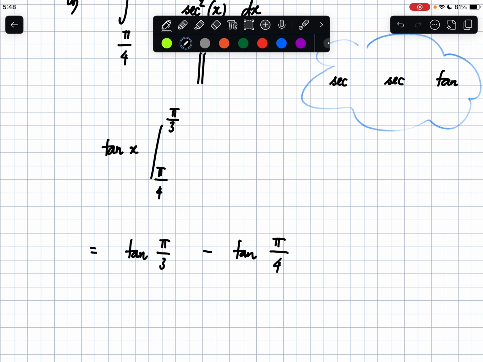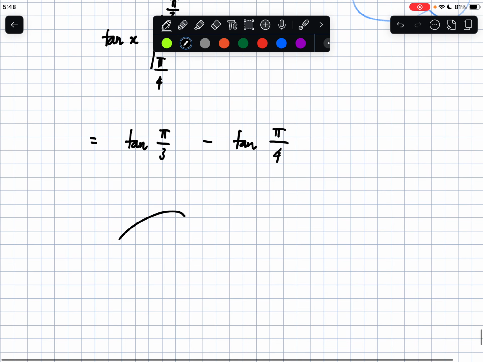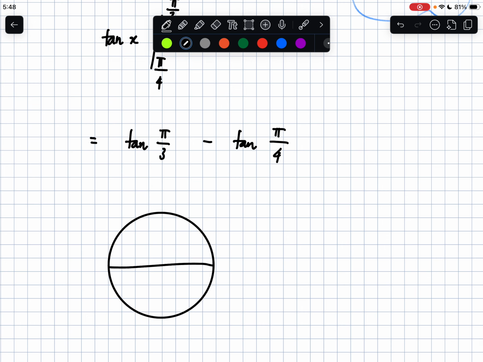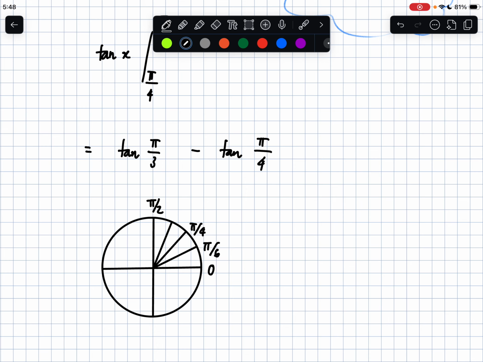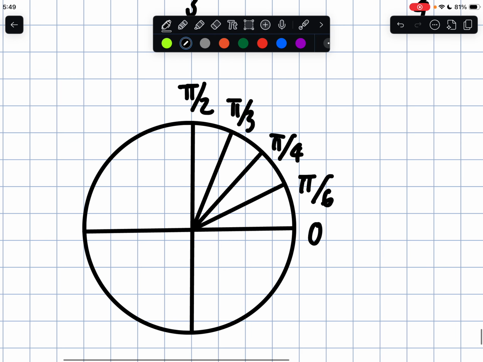So pi over 3 and pi over 4 are two common angles. Here are three common angles we have to remember. Of course, we have 0 and pi over 2, and between that you have 3 more: pi over 6 here, pi over 4 here, and pi over 3. And we have a few things to remember here: square root of 1 over 2, square root of 2 over 2, square root of 3 over 2.